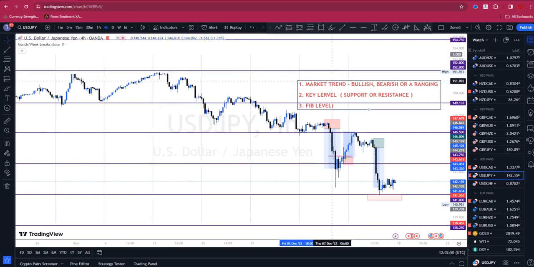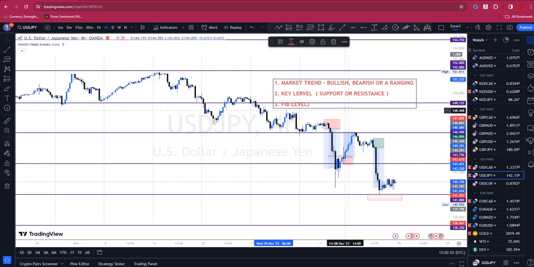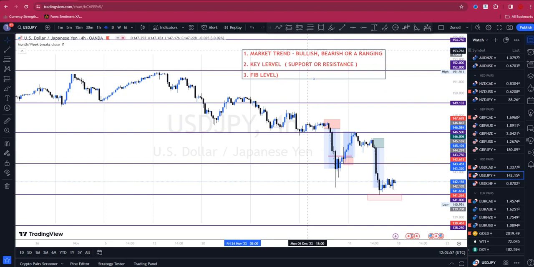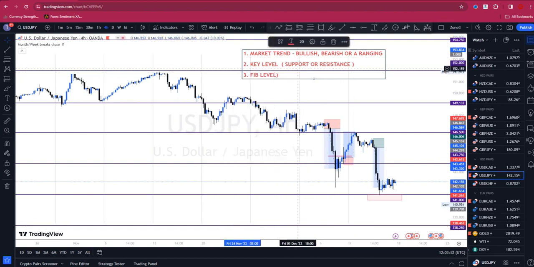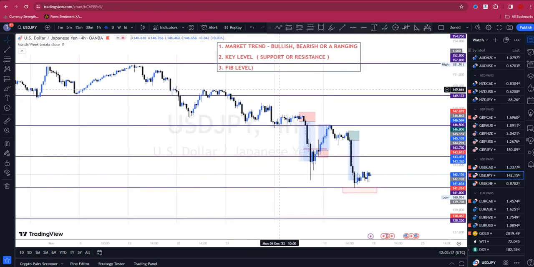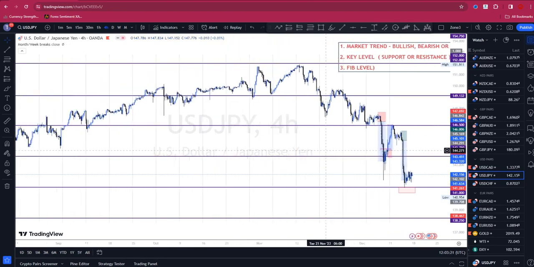Alright, so you can copy this if you want to follow along. These are the three things: the market trend, that is either a bullish, bearish, or a ranging market. Then we look at the key levels, that is either support or resistance level, and then the Fib level. Now for this trade, I first look at the market trend.